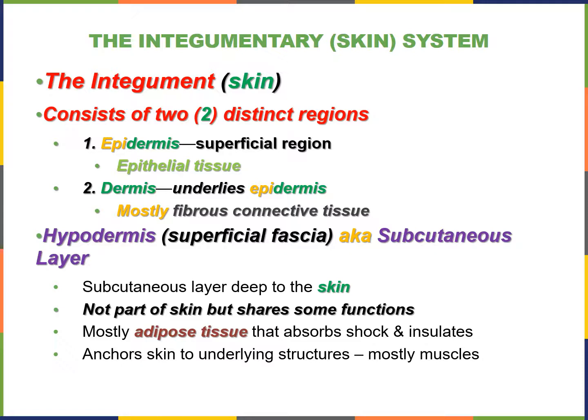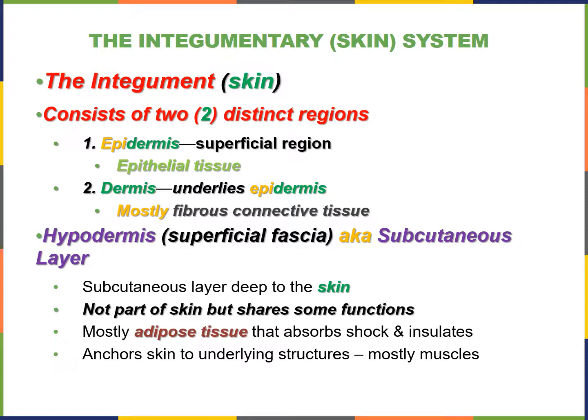And then we have the hypodermis, which is also called the subcutaneous layer. That's some places where we give a sub-Q injection. It's also called the superficial fascia. This subcutaneous layer is deep to the skin, so therefore it means it's underneath the dermis. It's not part of the skin, but it shares some of the functions of the skin, and from a functional standpoint, it's almost impossible to think about the skin without considering the hypodermis, aka subcutaneous layer.